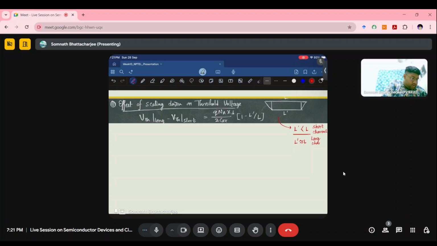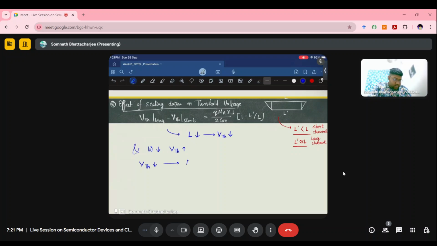And based on that, we can directly get that if we reduce the channel length, VTH will also reduce as well. So if we reduce the channel length, the VTH will reduce, and also if we reduce the channel width, the VTH will increase. Now, our ultimate aim is to get a very reduced amount of VTH.